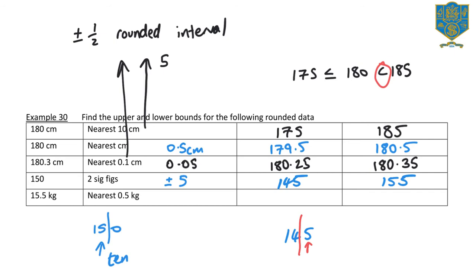And then the nearest 0.5 kilograms, so again, half the rounding interval, that's going to be 0.25 kilograms. So if you take that away from 15.5, we're going to get 15.25 kilograms. And then the upper bound is going to be 15.75 kilograms. And again, the difference between our bounds is 0.5 kilograms, and we're plus or minus 0.25 from 15.5.